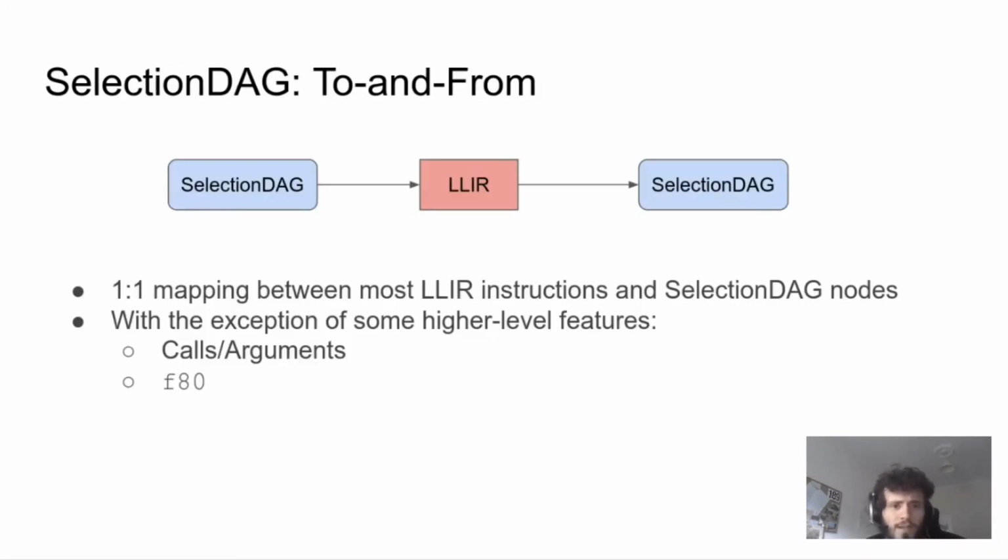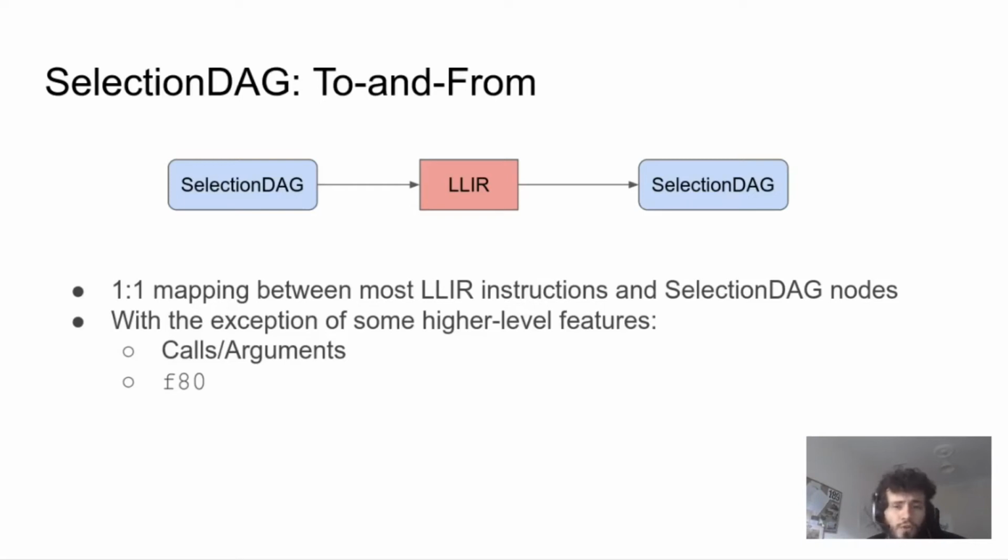Since we cross-compile C to LLIR, we have a mapping from selection DAG to LLIR. In our backend, we map LLIR to selection DAG. Due to this circular dependency, most of the LLIR instructions have a direct correspondent in selection DAG, with the exception of some more complex constructs such as function calls and 80-bit floats. Simpler instructions such as add, subtract, multiply, and so on do not really warrant a custom mapping from selection DAG to LLIR nor from LLIR to selection DAG. So we simply map selection DAG to an LLIR instruction and map the LLIR instruction back to selection DAG.